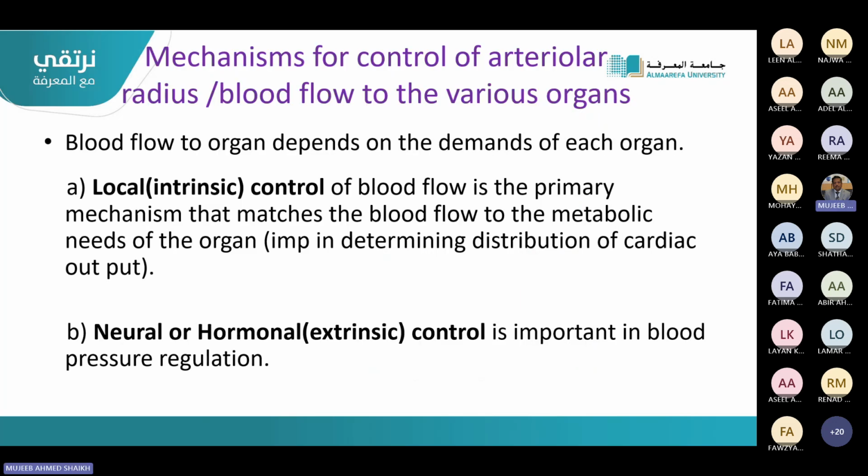Okay, so what are the mechanisms for control of the radius? Local as well as hormonal. Local means within the periphery, within or near the blood vessel. Local control is the primary mechanism that matches the blood flow according to the need. So when the muscle starts functioning more, like in case of exercise, will blood flow increase or decrease?